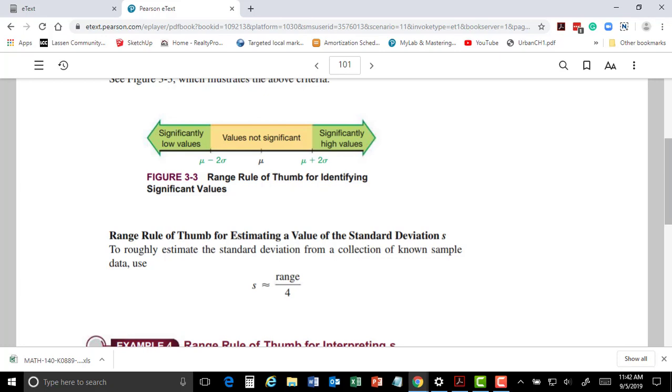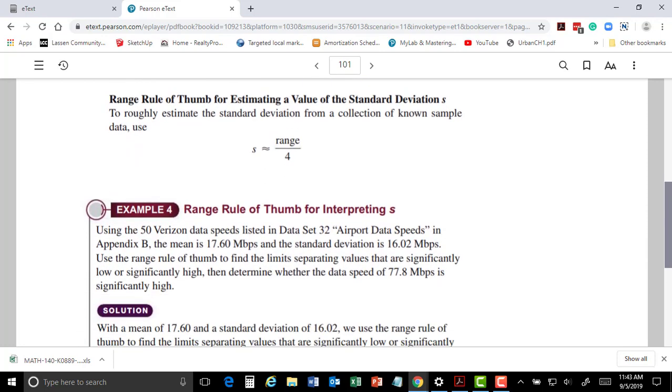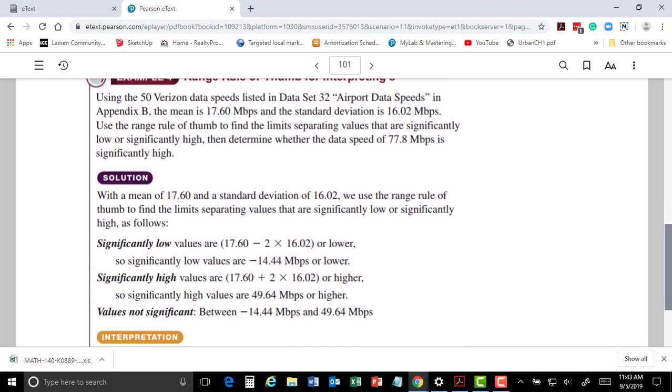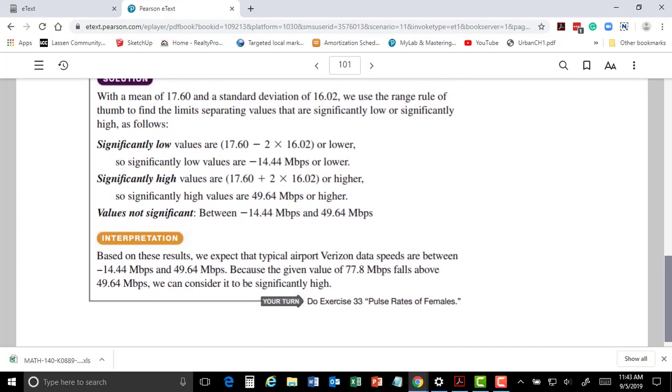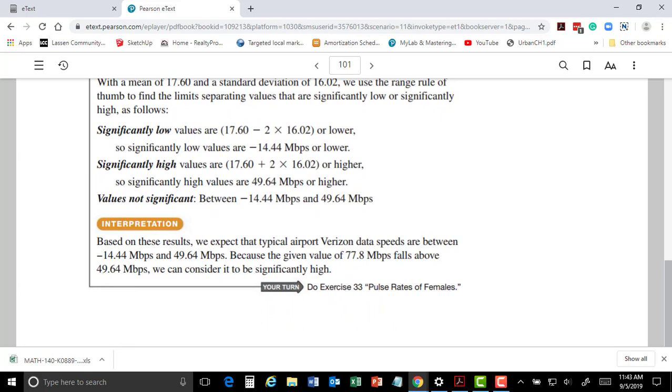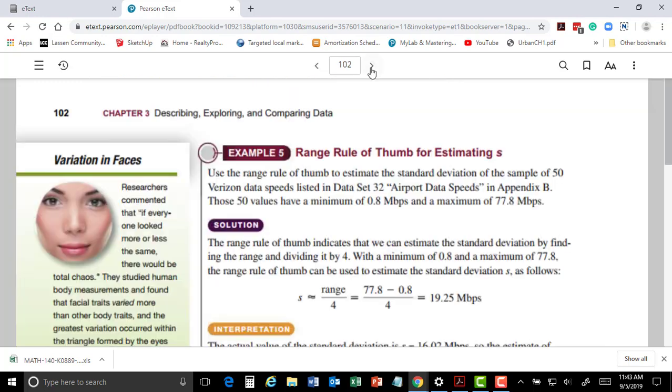Instead of taking each observation, subtracting its mean, squaring it, dividing by n minus 1 and then taking the square root, all they're saying is take the range. What's the range? The maximum minus the minimum value, and divide by 4. That's a pretty rough rule of thumb, but when in a pinch, take your range. You'll see the next rule is probably better than this rule as far as being more general.